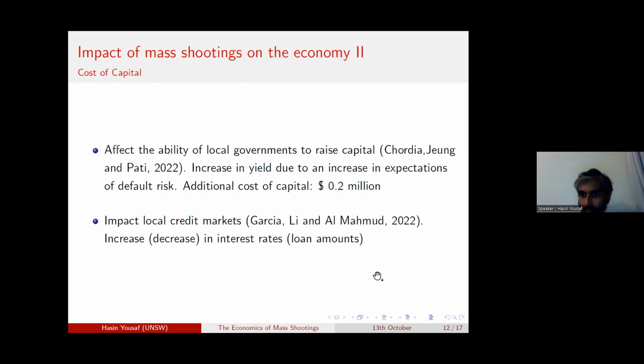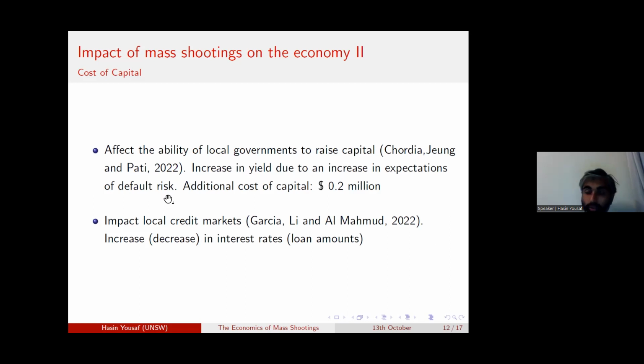There are some other papers that look at the impact of mass shootings on the local economy, focusing on the cost of capital. So what is cost of capital? Local governments have to raise capital through local municipal bonds or funds, and they have to pay some yield on that. That is affected by mass shootings, and this is a paper by Chordia, Jiang, and Patty in 2022. They find evidence that mass shootings decrease the ability of local governments to raise capital. In particular, they lead to an increase in yield due to an increase in expectation of default risk.